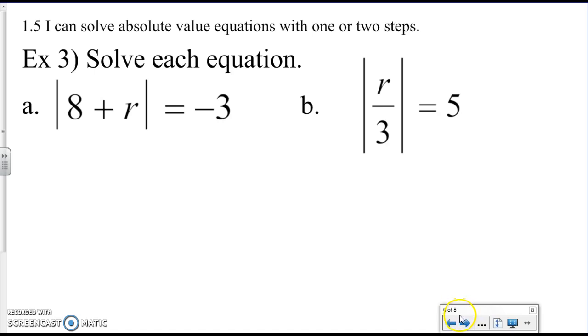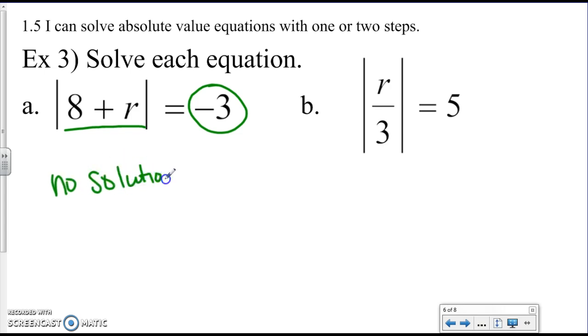This type is a little different because there's nothing on the outside of the absolute value. This absolute value is already by itself. So my next step is going to be to write 2 equations. But here's the quick thing that I need to pay attention to. If I have a negative number on one side, and I just have an absolute value on the other side, I don't even have to do any work. I know that it's no solution, or an empty set. For the next one, I'm going to go ahead and write two equations.